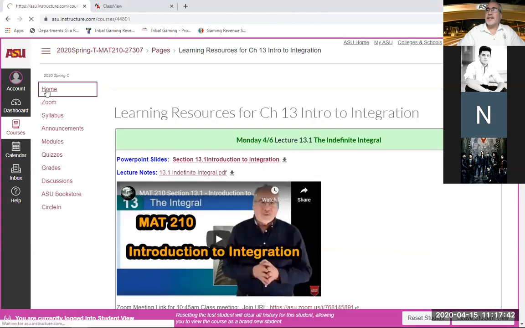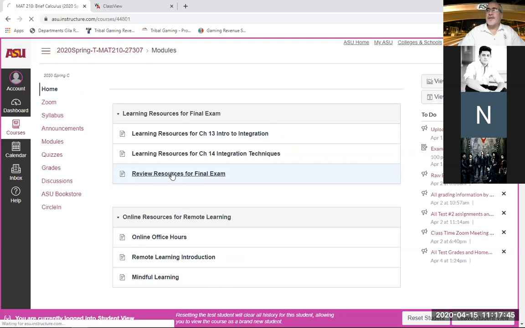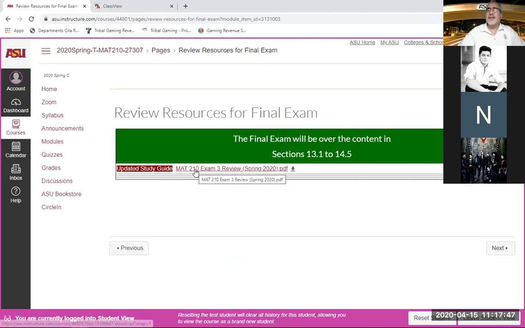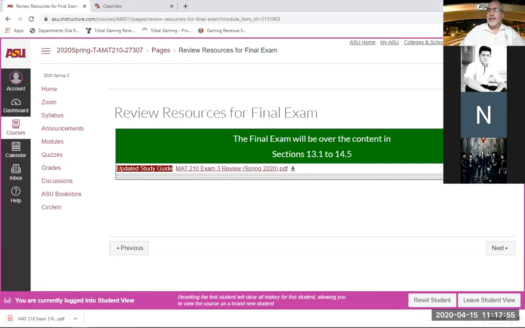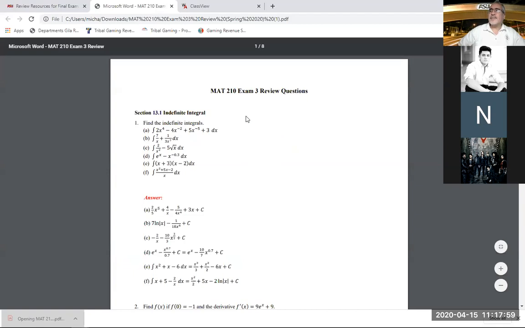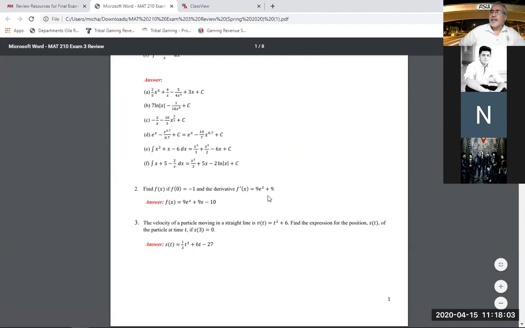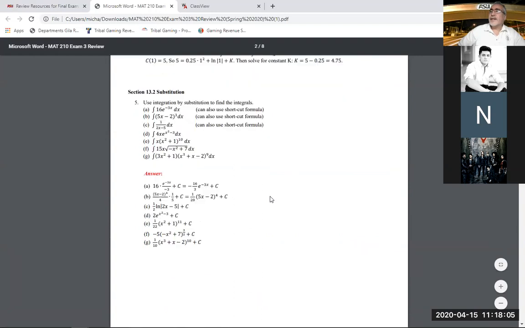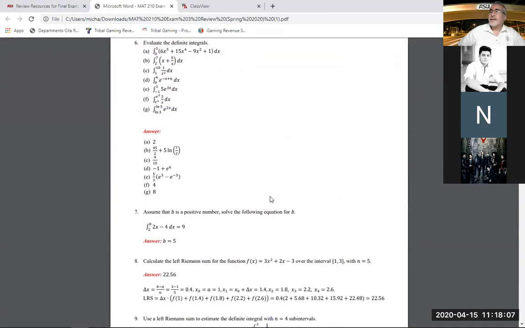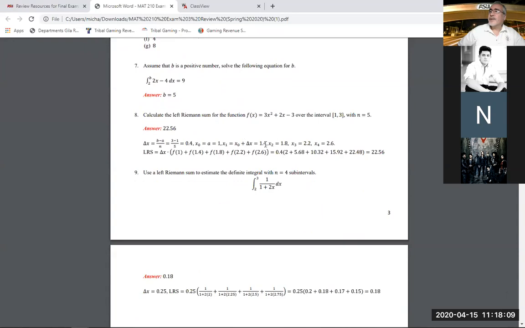Let's come back here. I did put in the review, so they do have the review, but all the review is they took the last 2 sections from the final and put it on the review for 3. So this is here, and it gives some kind of an indication because they try to build a final based off of these. So here's 13.1 with the answers. Let's see, 13.3 with the Riemann sums.